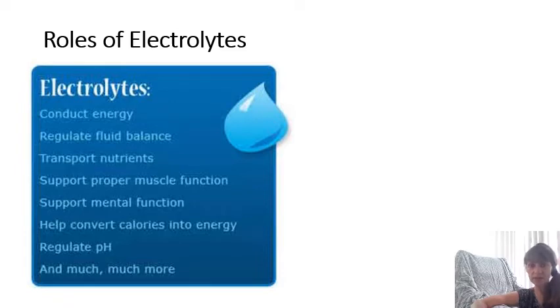Electrolytes are important for our bodies because they help conduct energy. They also help regulate fluid balance. They're essential in transporting nutrients, and supporting proper nerve function and proper muscle function. Because they support nerve function, they support mental function too. Our nervous system is made up of nerves, including our brain. Electrolytes can also help convert calories into energy. They regulate our pH throughout our body, which varies in different areas of the body. And there are many, many other roles of electrolytes.